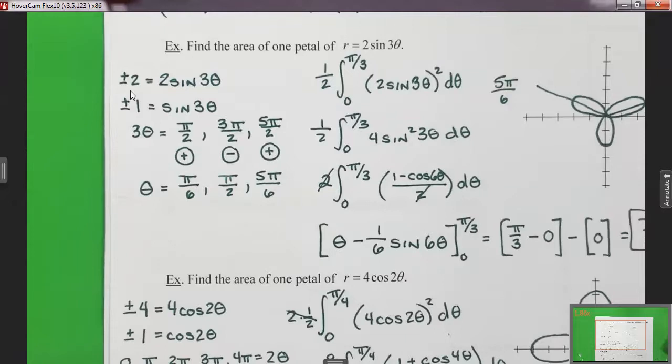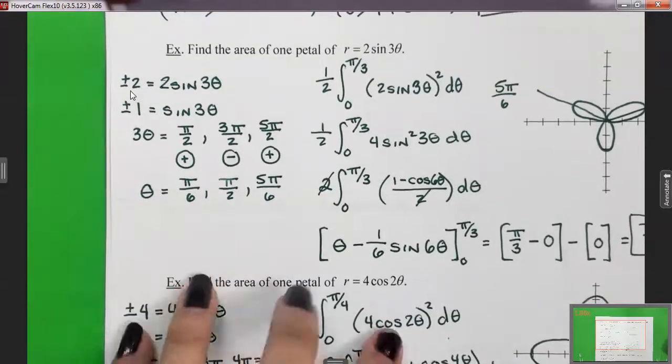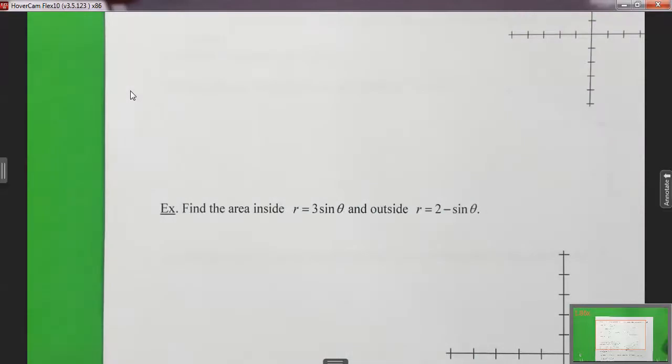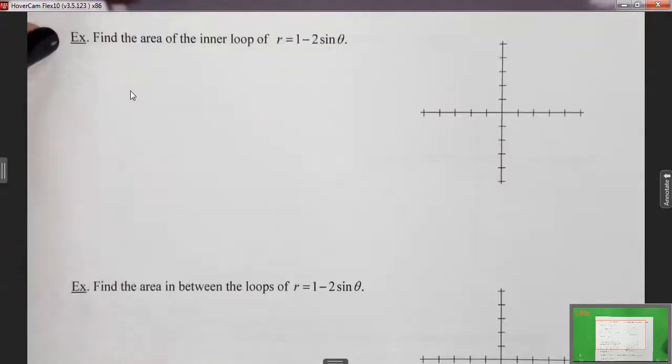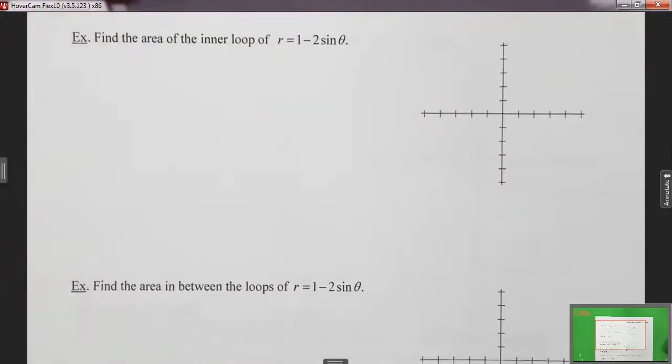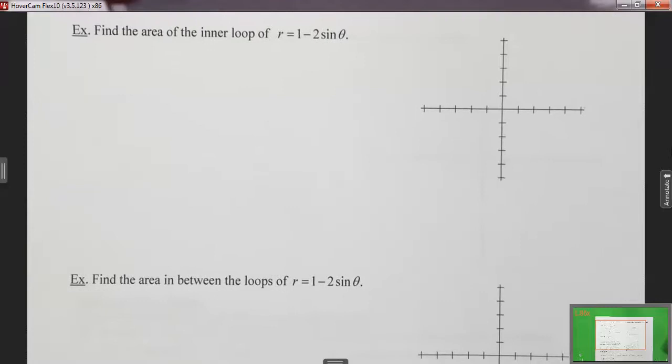All right, we're going to stop doing the integration part by hand because I think you kind of get it. Now we're going to do areas of certain sections of a limaçon. So this one says find the area of the inner loop of r equals 1 minus 2 sine theta.